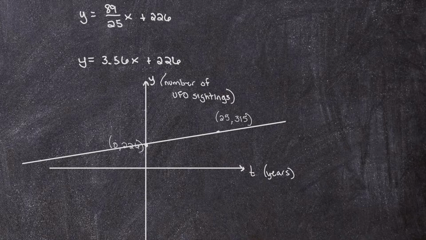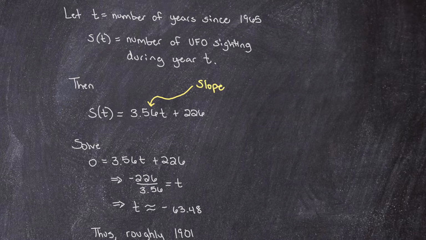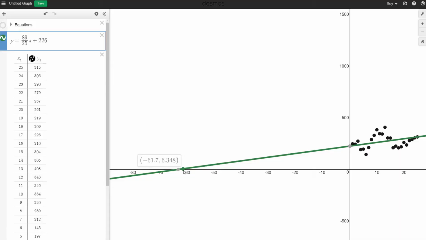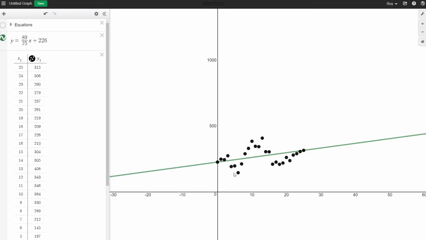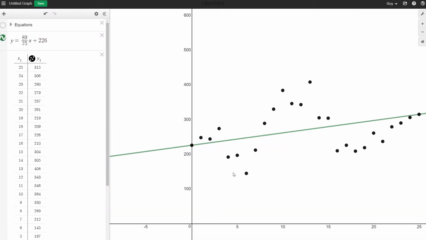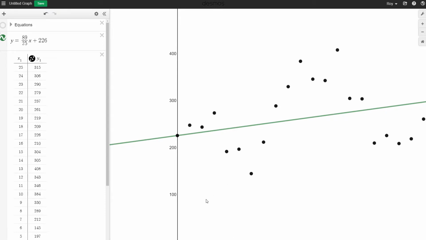Additionally, this capstone problem has a trick in it. Looking at our model, we see that the slope is 89 over 25, or 3.56. And so a lot of students would say that this means there are 3.56 UFO sightings per year. Remember, the rise is UFO sightings and the run is year. But that's just not true. Sure, a year might occur where there is that many or near to that many UFO sightings, but not all years had that many. Just look at those outputs. None of them are even close to 3.